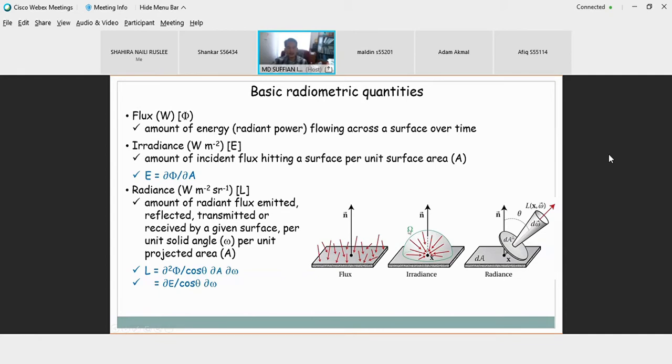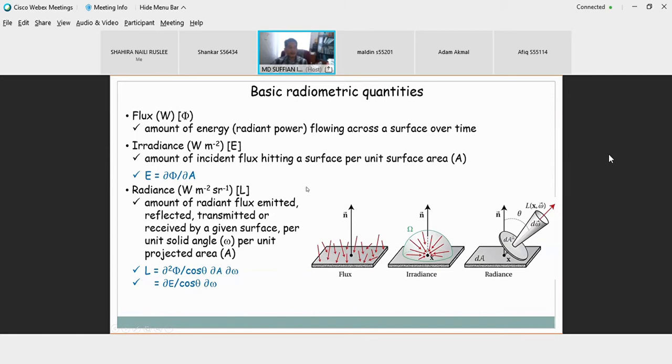Dia boleh ada dua, ni pun kita panggil sebagai omega. Per projected ataupun per unit area. So for the irradiance, it involves the 3D angle. So what is a solid angle? Apa dia solid angle? Kalau you tengok kepada unit dia adalah steradian. For a planar, or a plane flat surface, we have a radian.